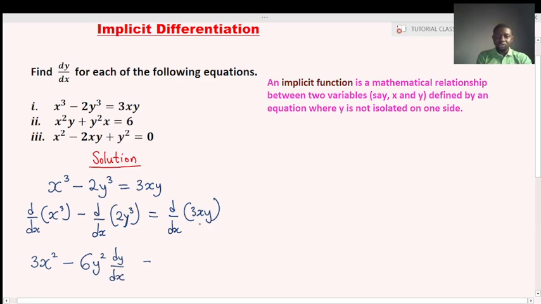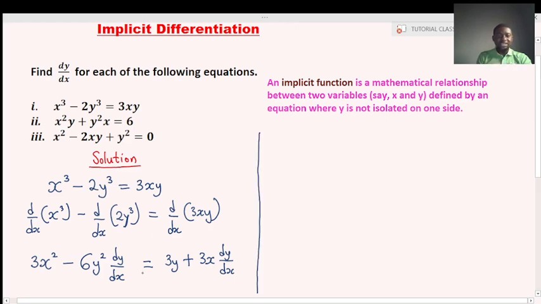Equals, we do the same thing to this side. Here there is x and y, but we want to first differentiate with respect to x. When you do that, you have 3y plus, then you differentiate this with respect to y. You have 3x, right? But you now leave the dy/dx as part of it. This is what makes it an implicit function.